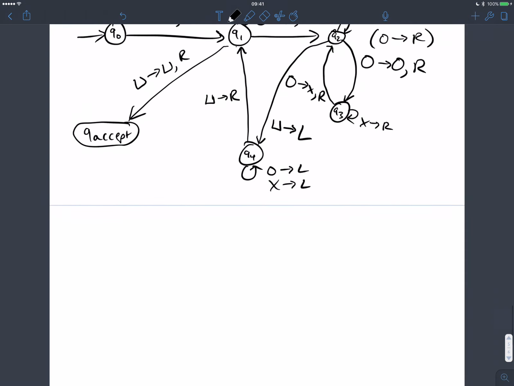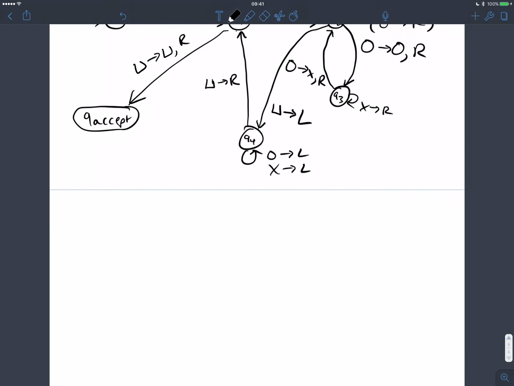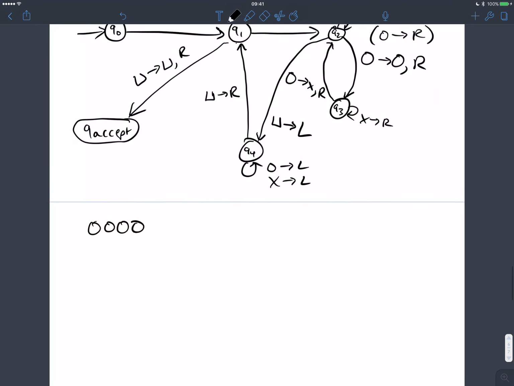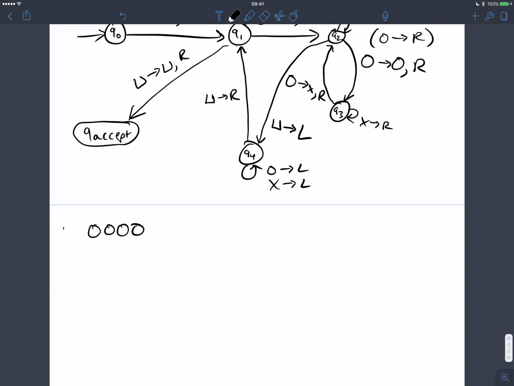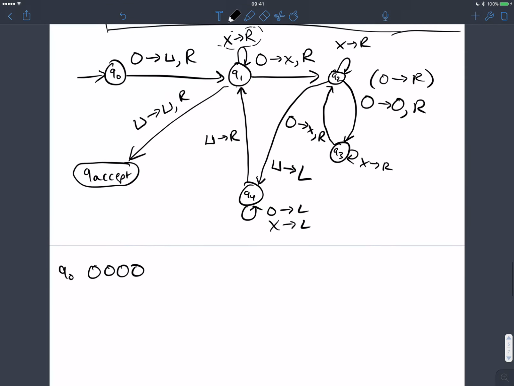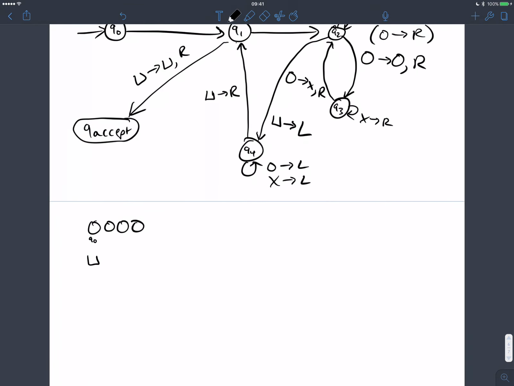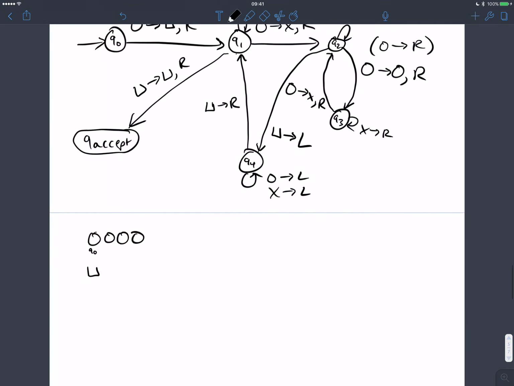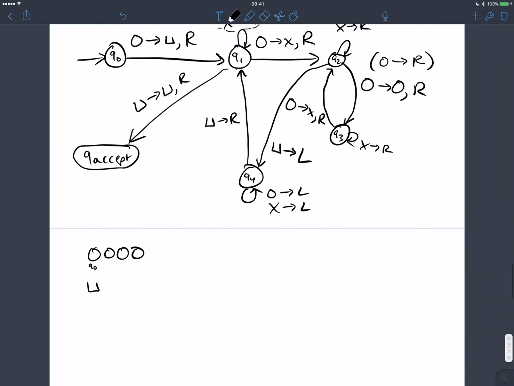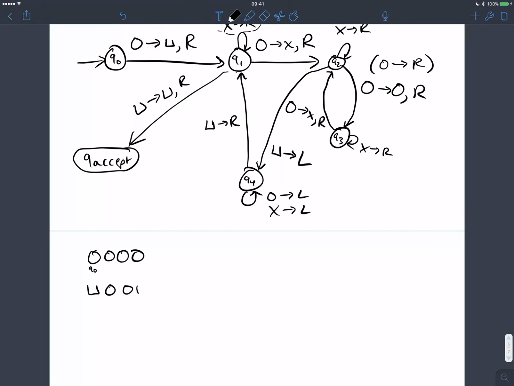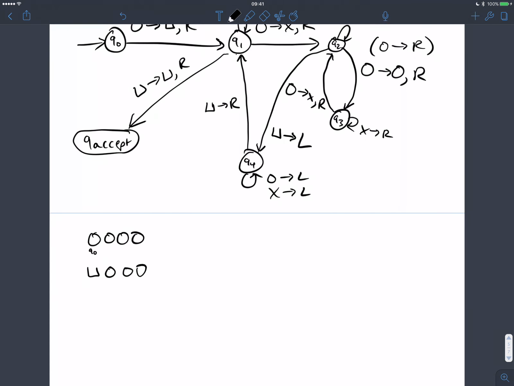Yeah, let's actually carry through the computation because I think you raised a good point. So if I see the input 0000 in state Q0, then it says mark off the first zero with a blank and move right. I'm going to put the state below the current cell that I'm reading. We'll have a better way of doing that in a second. So we'll have the three zeros left over, then I'll be in Q1.